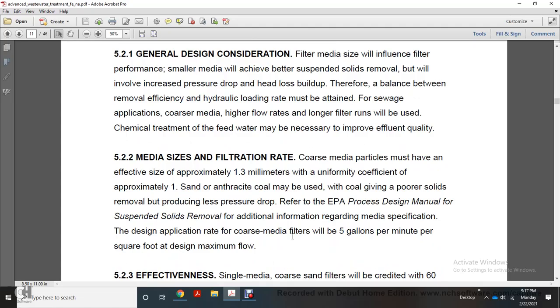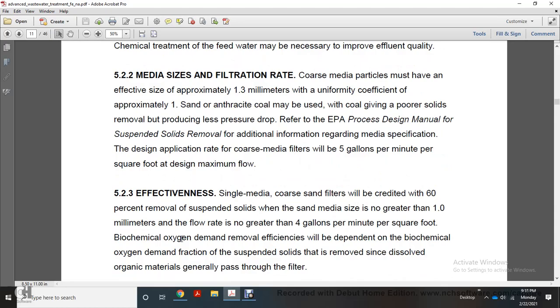Media size and filtration rate. The coarse media particles must have an effective size of approximately 1.3 millimeters and a uniformity coefficient of approximately 1. Sand and anthracite coal may be used, given the proper pore size to remove the solids while producing less pressure drop. Refer to the EPA process design manual for suspended solids removal for additional information regarding media specification and the design application rate. With coarse media filters, it will be 5 gallons per minute per square foot at maximum design flow.